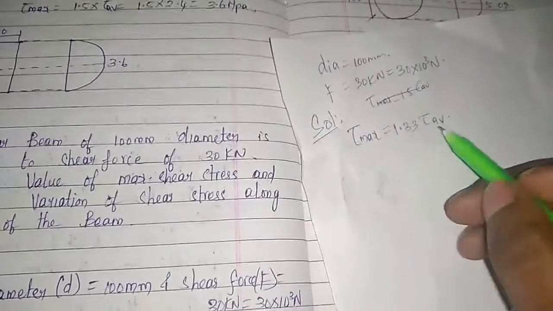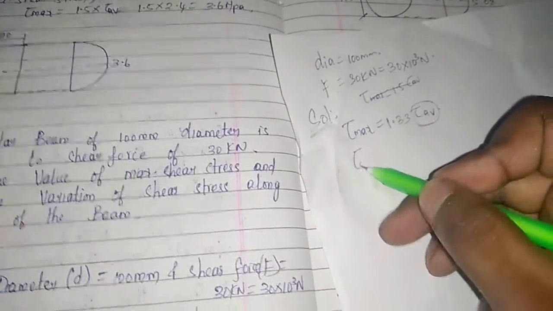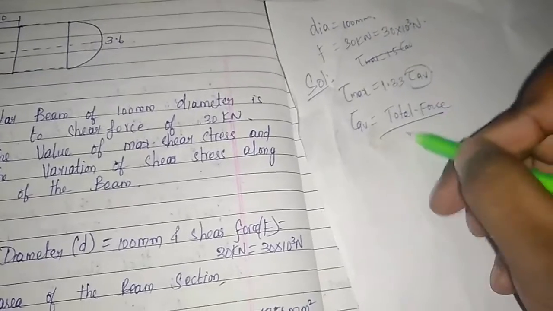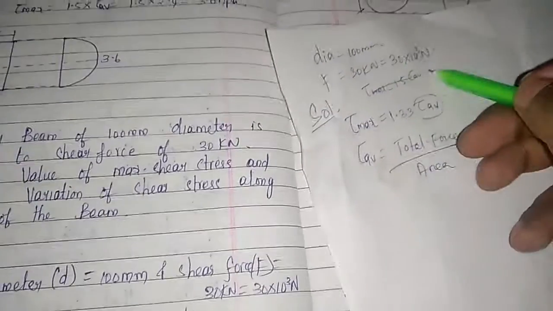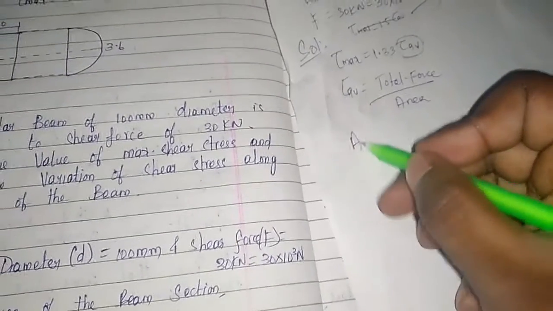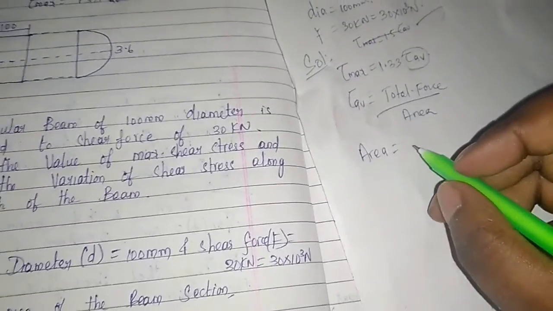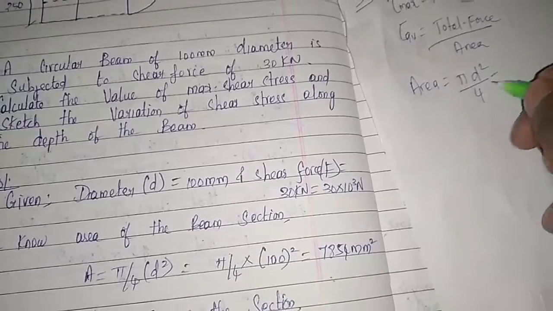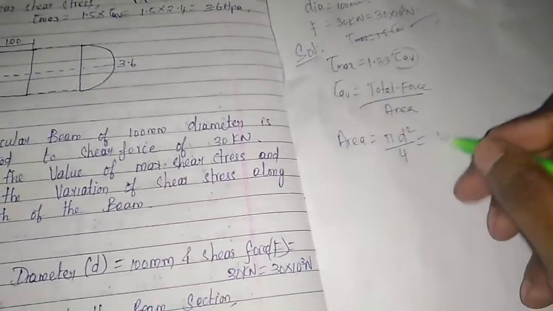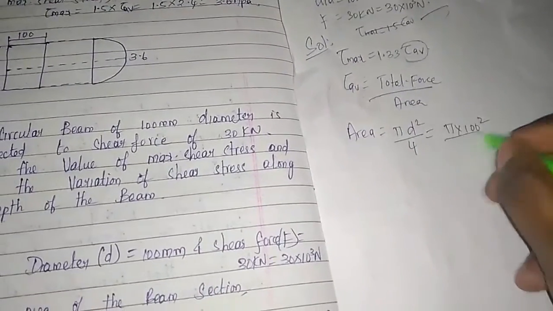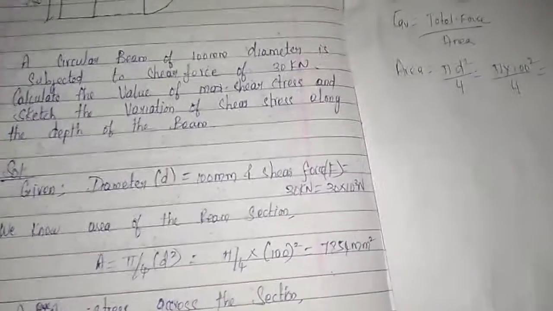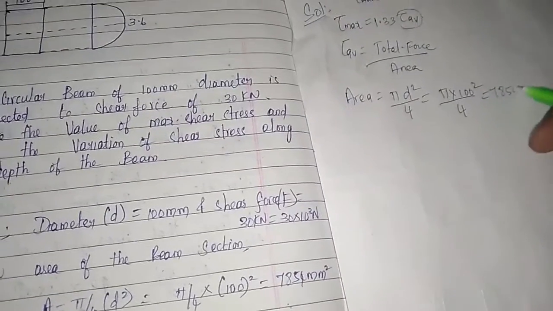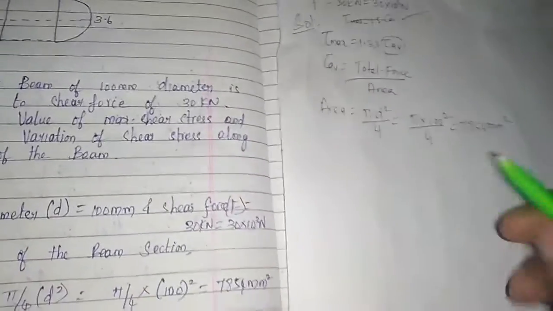Okay, so first you have to find this average shear stress. The average shear stress formula is total force by area. Force is given in the question. So now you have to find the area. What is the area for the circle? It is pi d square by 4. So the diameter is given. Substitute pi into 100 square by 4. That is, your answer is 7854 mm square.